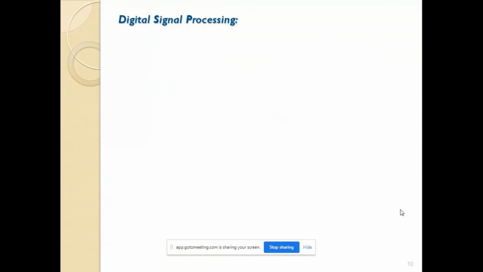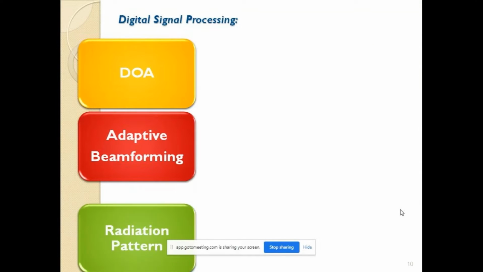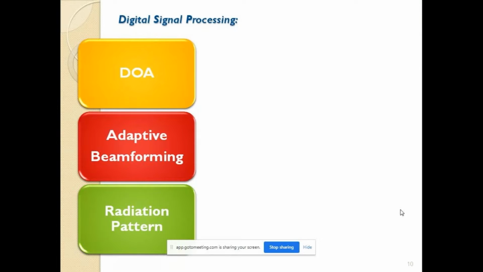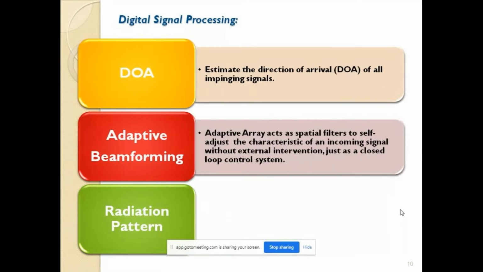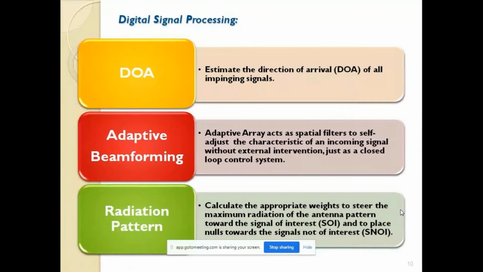So now, what are the digital signal processing aspects? When we see the digital signal processing aspects of the smart antenna, antennas are becoming smart only because of the digital signal processing parts. One is DOA, meaning direction of arrival, where the direction of all the incoming signals is estimated very accurately, as happens in radar. The next one is adaptive beamforming. This one is very important, through which the required signal of interest is placed in the desired direction, and the other signals are simply discarded. And then radiation pattern optimization, calculating precisely what is the signal of interest and the signal not of interest.